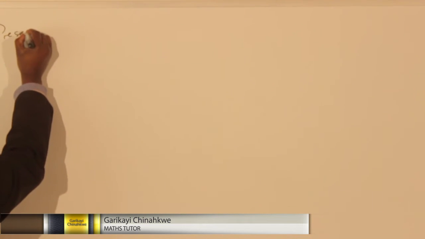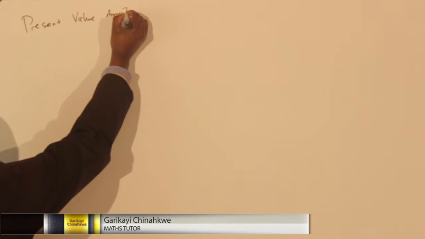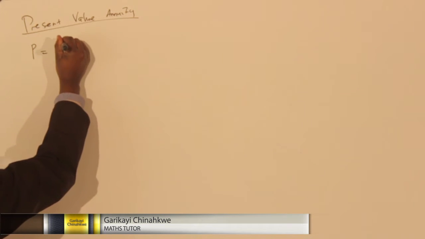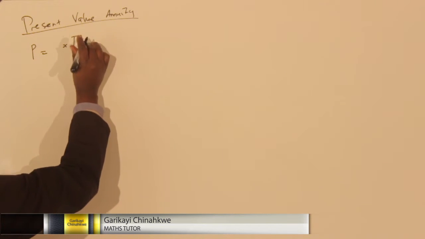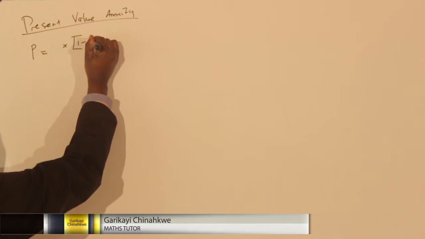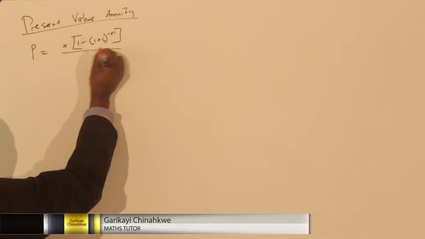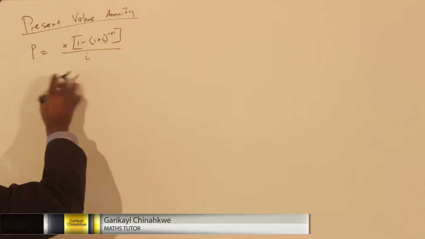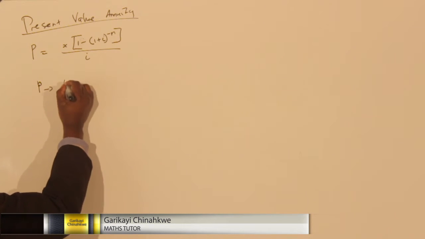All right, present value annuity. It's given by P is equal to X, 1 minus 1 plus I to the power of negative N, all over I. You must be careful, there is a negative N. This formula is given, you can find it on the formula sheet. Where P is the large sum of money now.